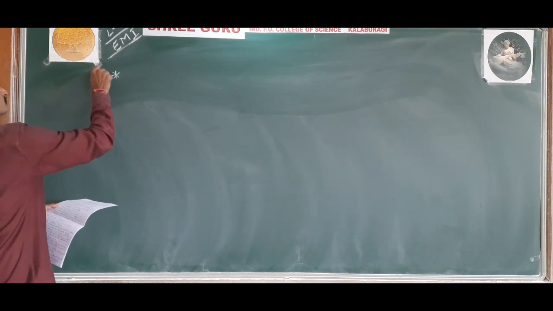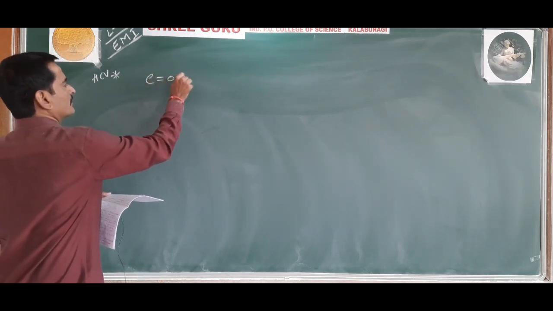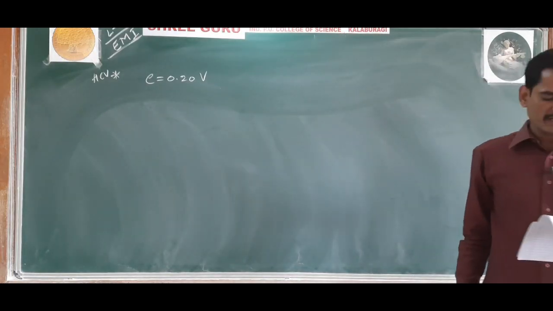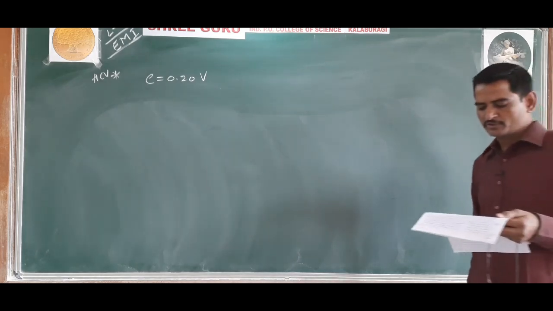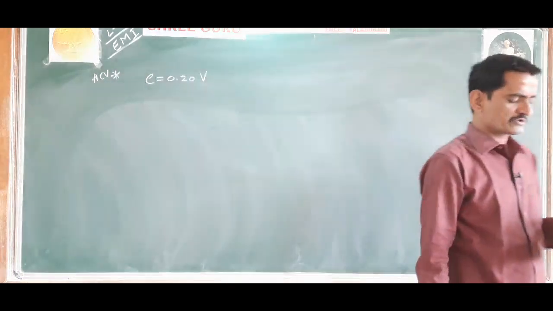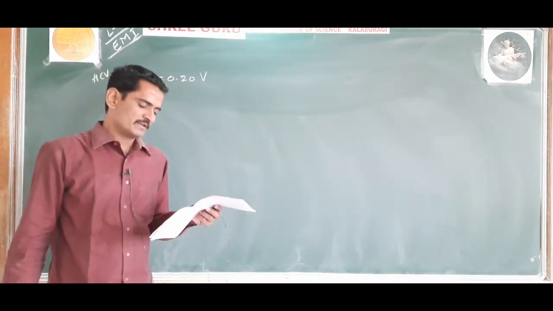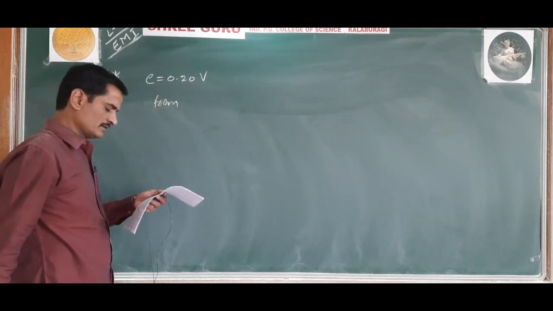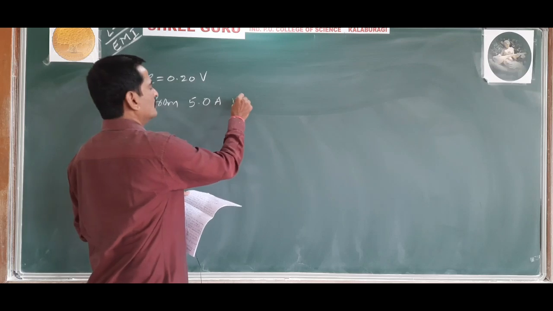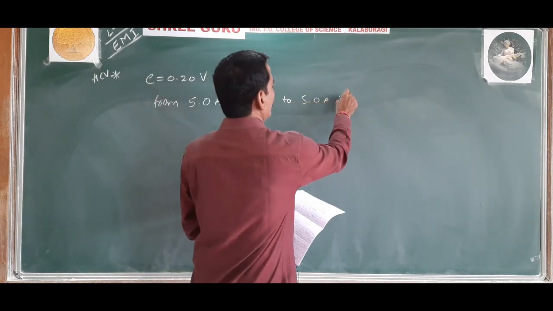An average induced EMF of 0.20 volt appears in a coil when the current in it is changed from 5.0 ampere in one direction to 5.0 ampere in the opposite direction.